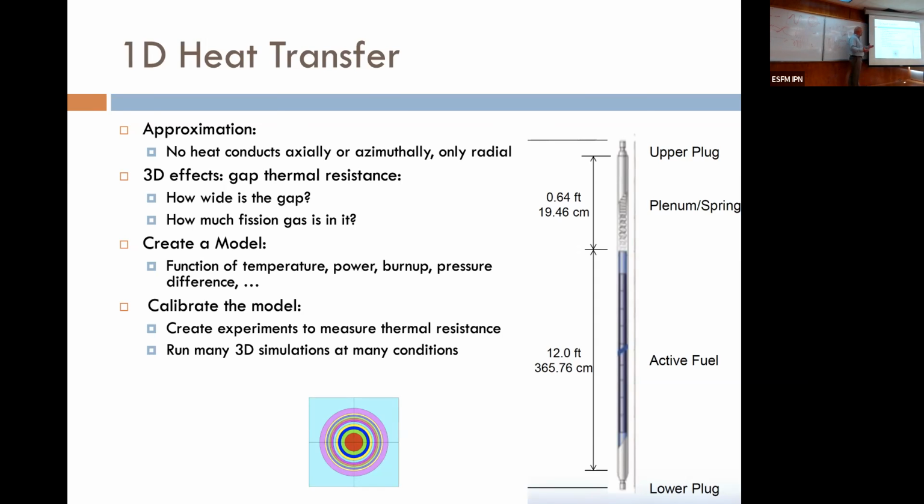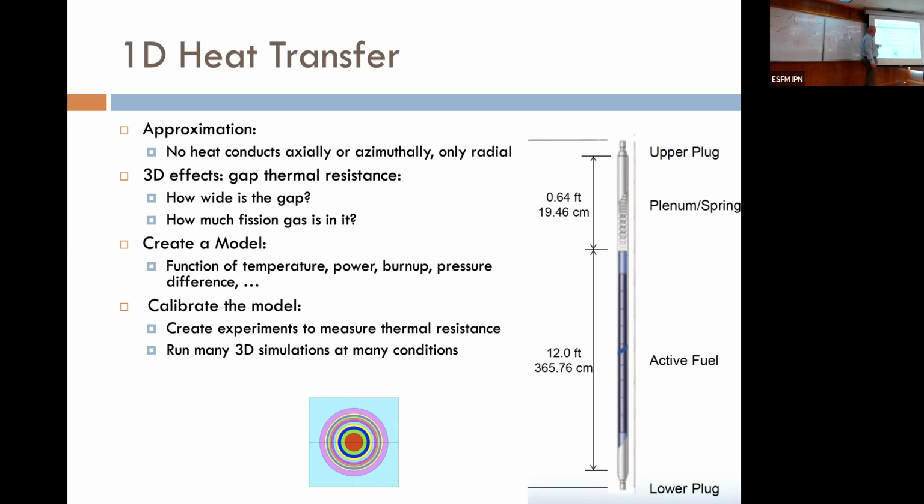And so what you do is you say, let me just create a model. Let me create some effective gap thermal resistance model. Let me make it a function of temperature, power, burnup, pressure differences, whatever other things I want in there. And then I go and I create a bunch of experiments. And I say, let me compute what the average temperature is inside when I change the power level.